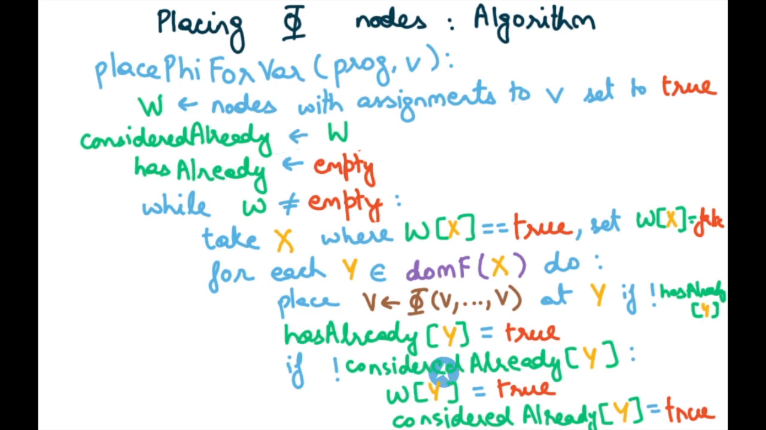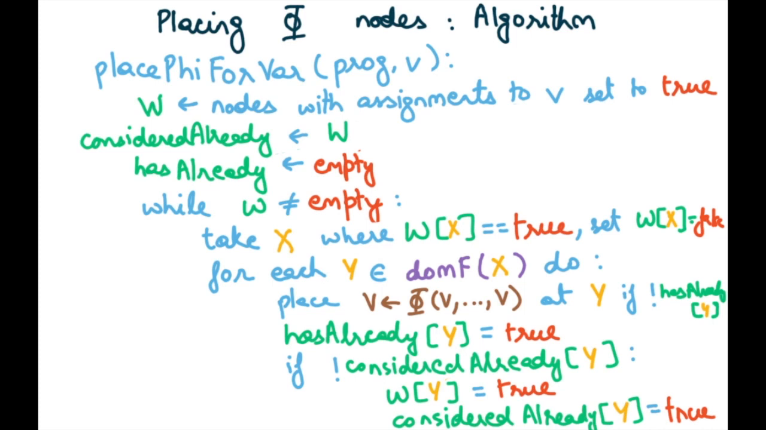And if Y has not been considered already, which means Y has not already gone through the work list once, then add Y to the work list and also add Y to considered already. So this is the transitive step. If I've added a phi node to Y, I also potentially need to add it to the work list if it has not already been added to the work list, if it has not been considered already. And so this is my high-level algorithm to place phi nodes.